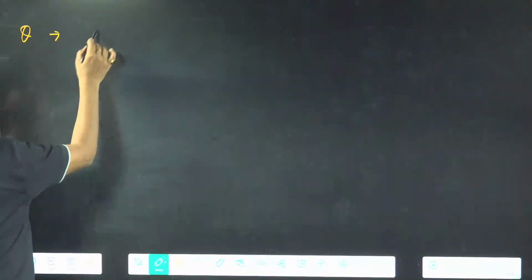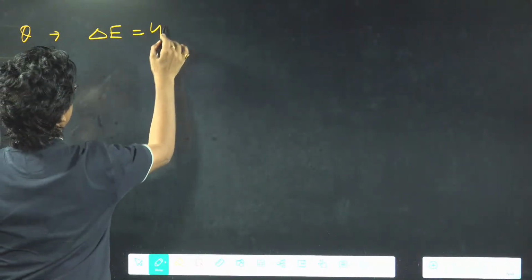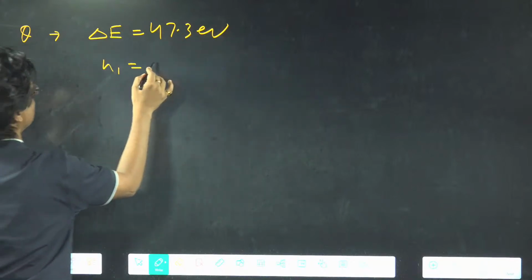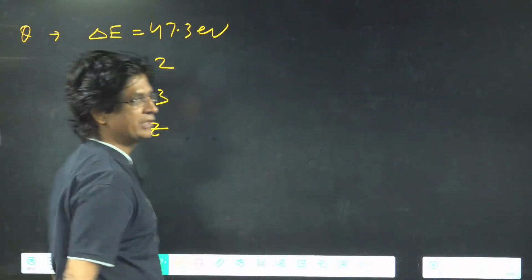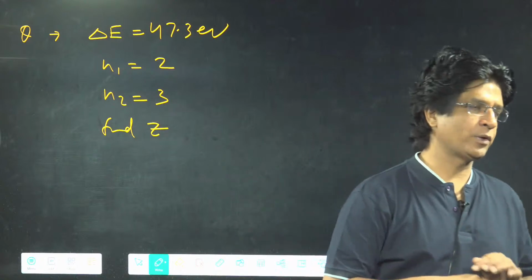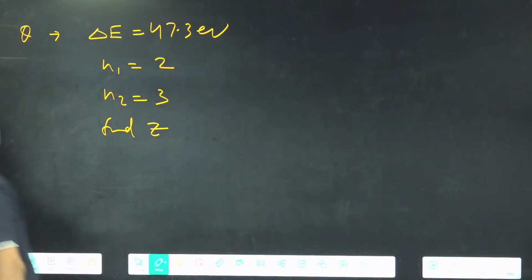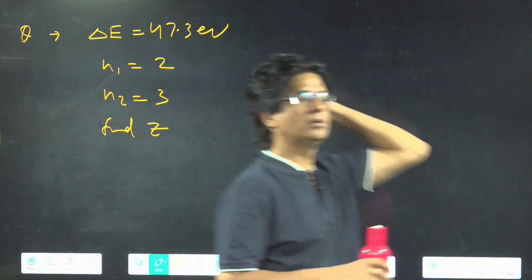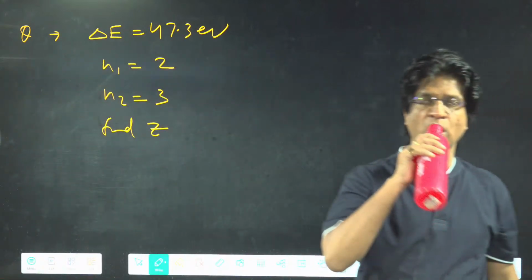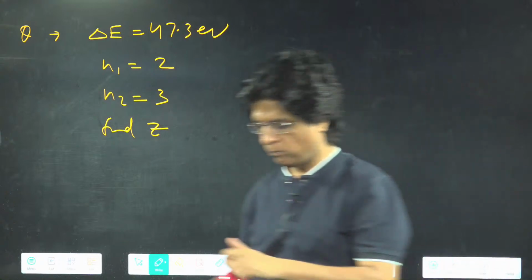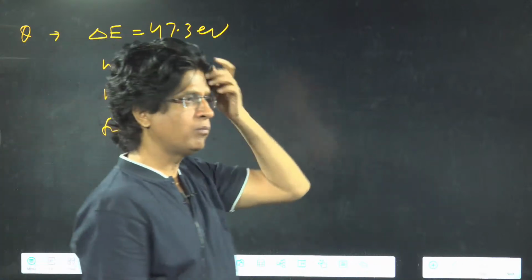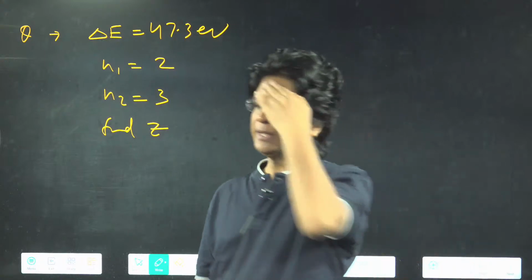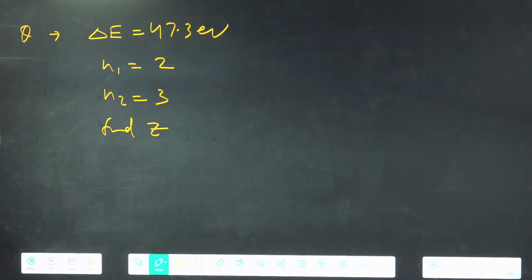Okay, come on. Let's do more questions. So this question says that delta E is given as 47.3 electron volt. N1 is given as 2. N2 is given as 3. They're saying find Z. All these questions belong to one electron species. Come on, handle that. Do it. Try to get an approximate answer. Don't worry about the exact answer.